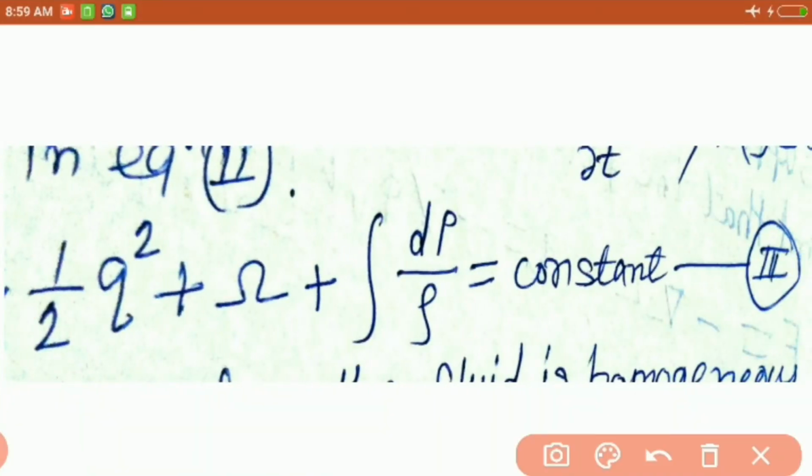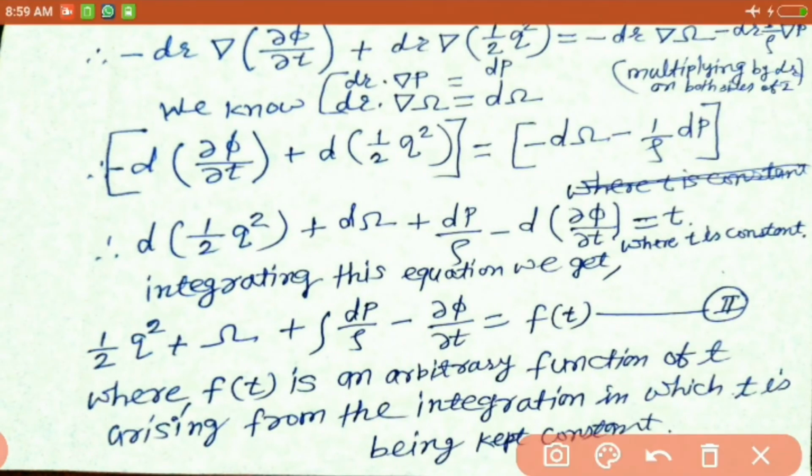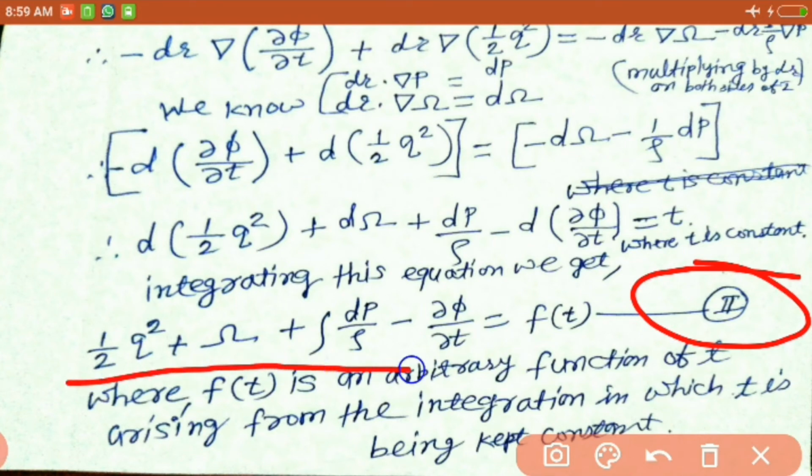So what do we get? We get equation second. Which is equation second? This equation second is called the general form of the Bernoulli equation. This is the general form of the Bernoulli equation.